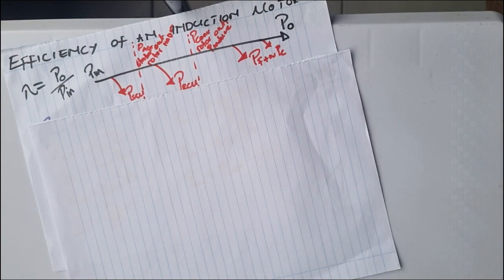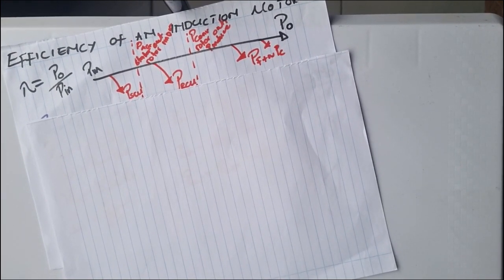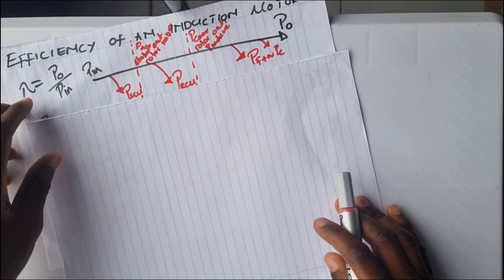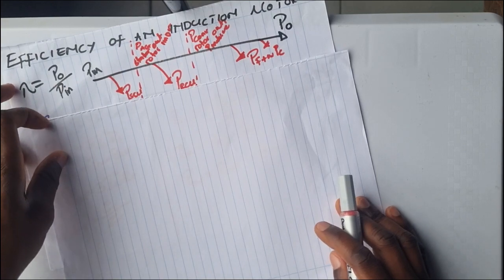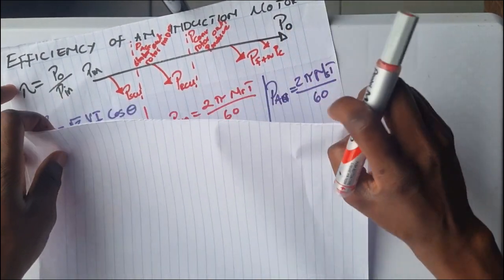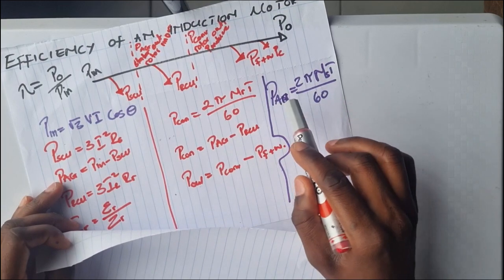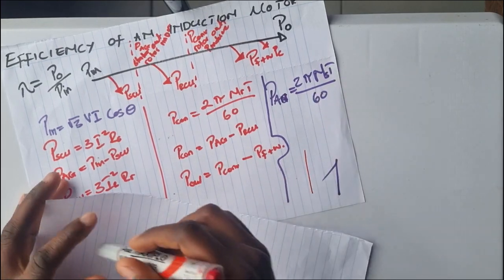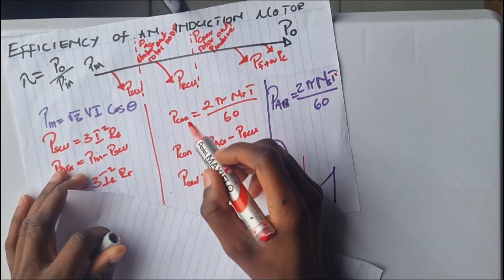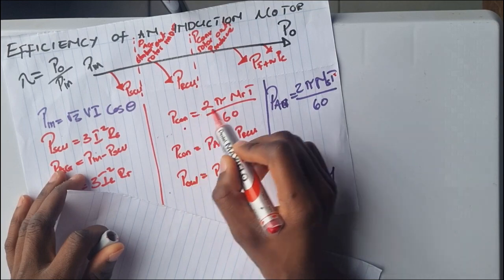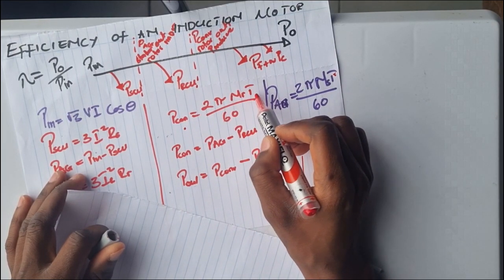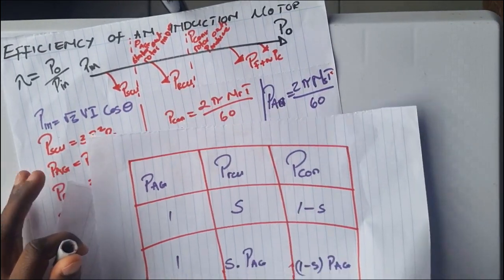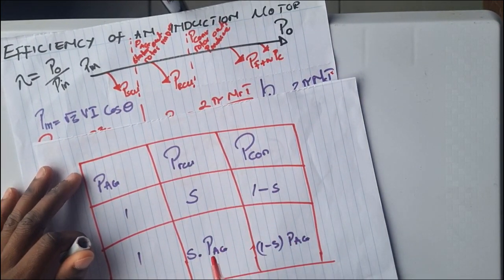Okay, now the first question: they've asked us to calculate the torque developed at a slip of 4%. To calculate the torque developed, we can use this formula. Either we can use the formula to calculate PAG and then calculate the torque, or we can use the formula to get PConv, and after getting PConv, calculate the torque. We can also get those powers by using this table here.